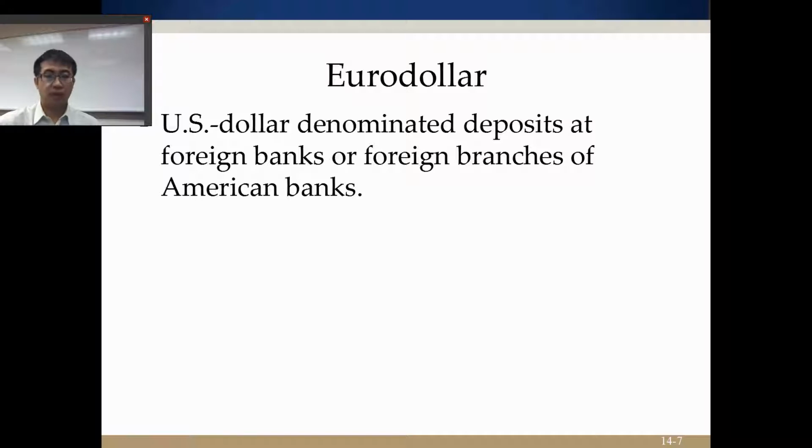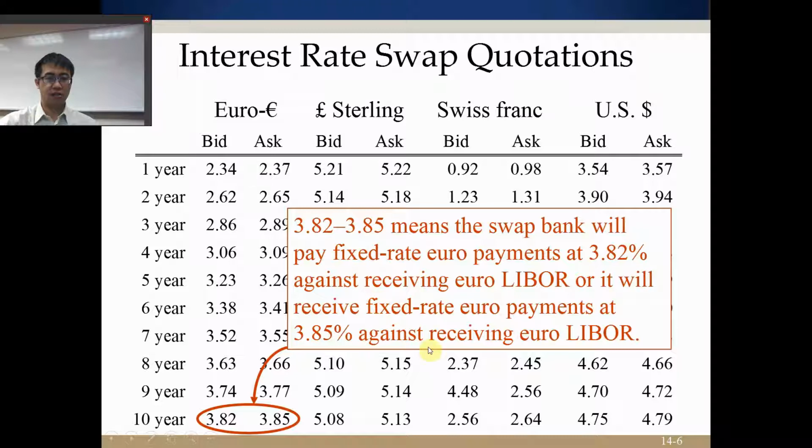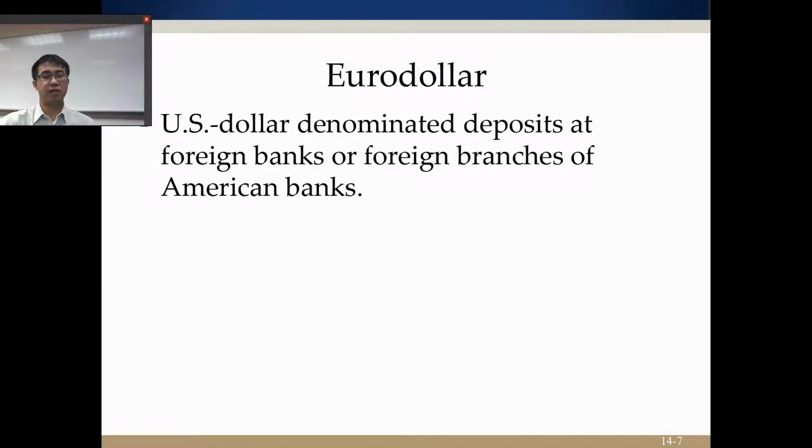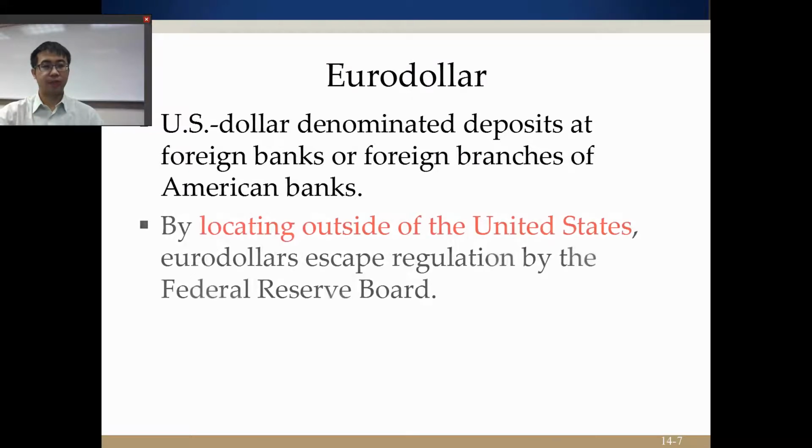Okay, so we will move back to get more practice later, so you would understand how this system works. So far, just a brief explanation would not let you fully understand it, but we will get back there later. Some other definitions covered in this chapter: we have a eurodollar. A eurodollar basically is a U.S. dollar denominated deposit at foreign banks or foreign branches of American banks. As long as the dollar is deposited outside the United States, it's called a eurodollar. By locating outside of the United States, eurodollars escape regulation by the Federal Reserve Board.